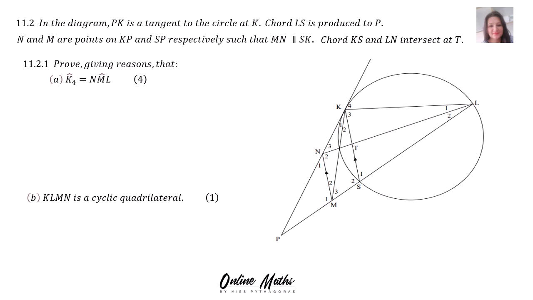11.2. In the diagram, PK is a tangent to the circle at K. Chord LS is produced to P. N and M are points on KP and SP respectively such that MN is parallel to SK. Chord KS and LN intersect at T. Prove, giving reasons, that K4 is equal to NML. So K4 is that angle and NML is that angle over there.